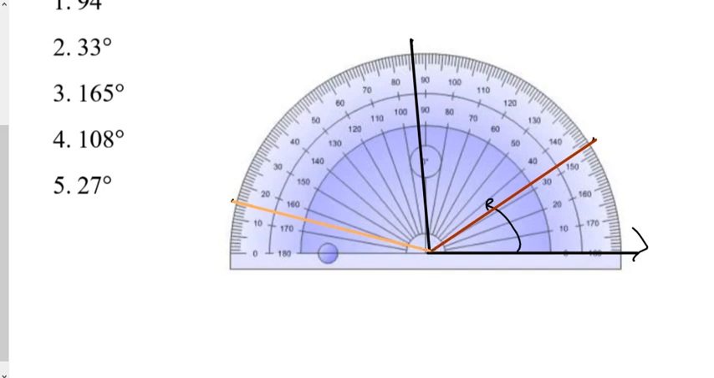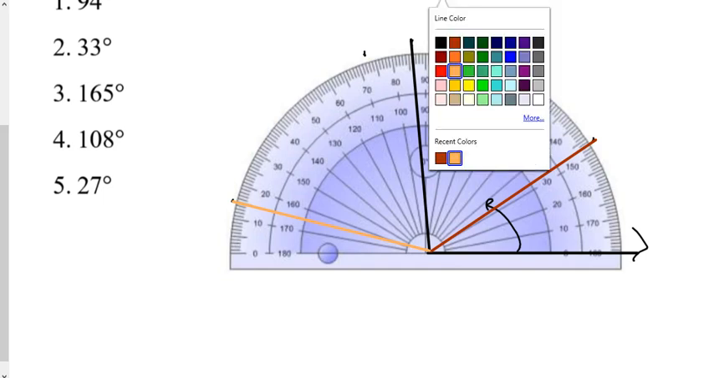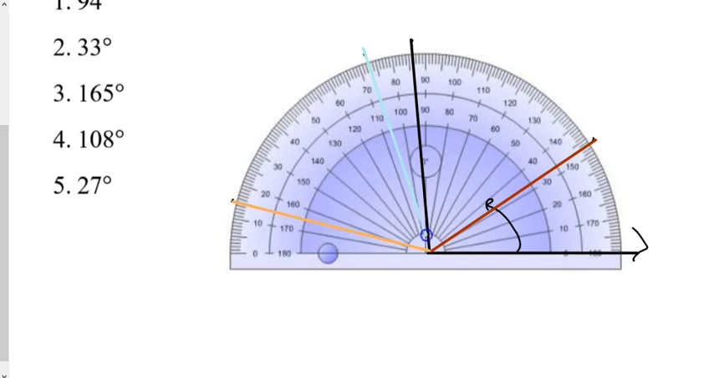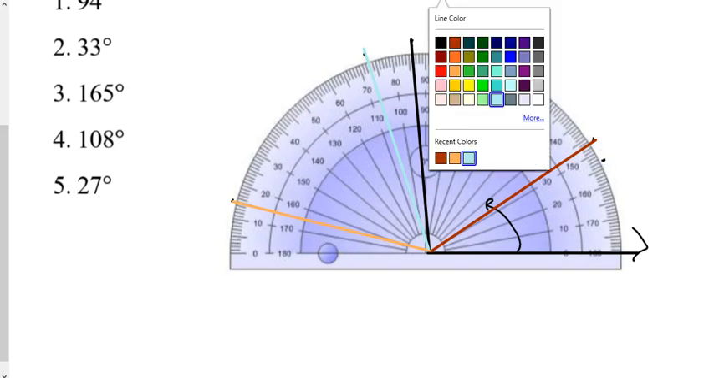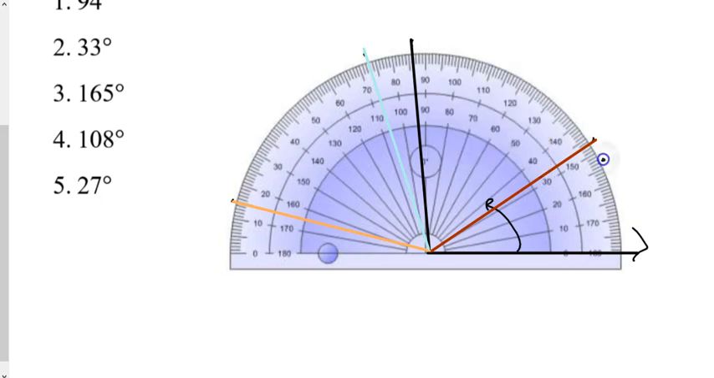For 108, there's 100, 110, so 108 is going to be about right there. That would be 108. It's past 90 degrees. And then 27 will be just under 30, so here's 25. 27 looks about right there. I'll take my straight edge again and just connect the dots. And there are all my different angles.